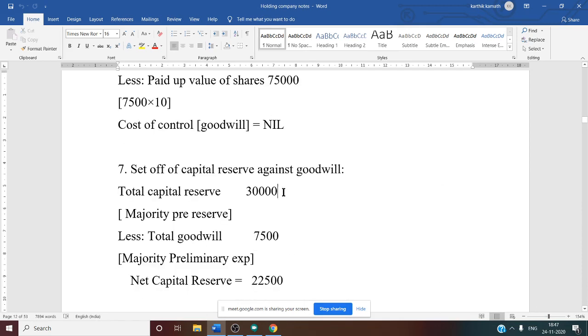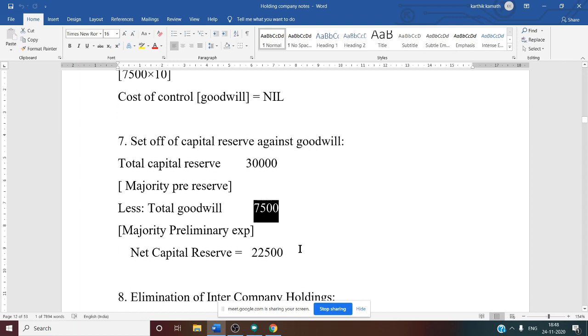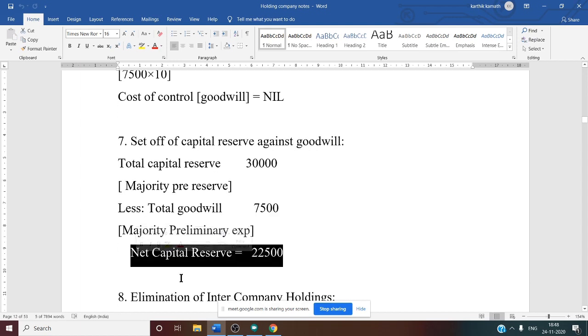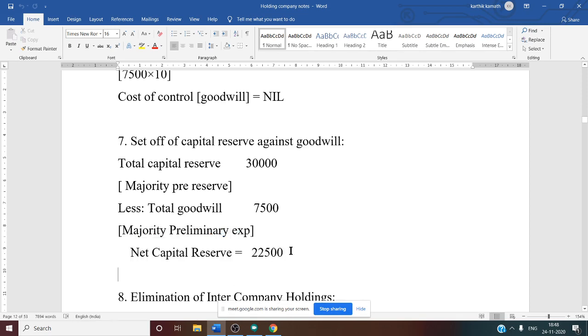So if you see, the negative balance, that is capital reserve, shown on the liability side, is 30,000. The positive balance, goodwill, shown on the asset side, is 7,500. Which balance is more? Negative balance is more. This 30,000 is more than 7,500. That is why our final balance is also a negative balance. Negative balance means net capital reserve. That means you need not show the negative. You know now, that is capital reserve, which means you have to show on the liability side 22,500.